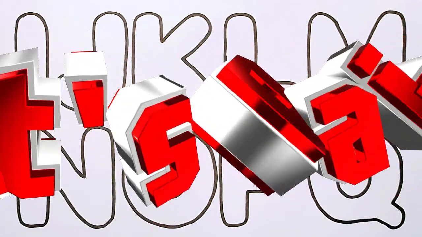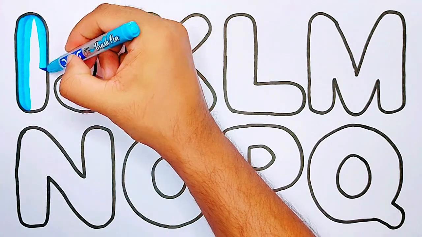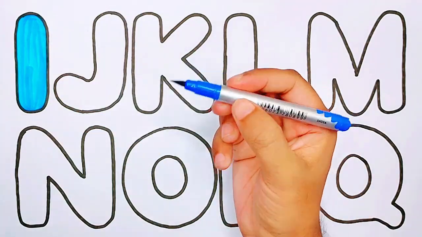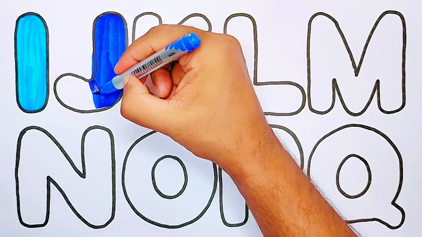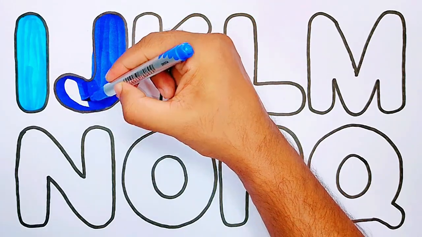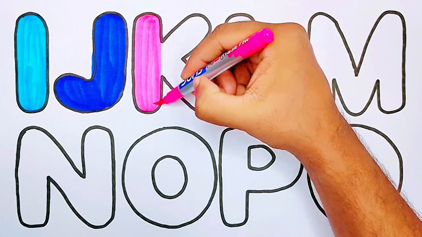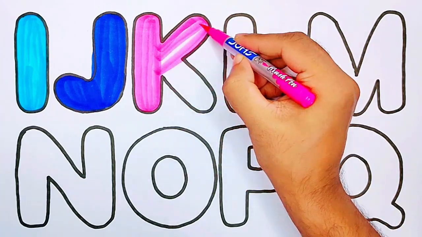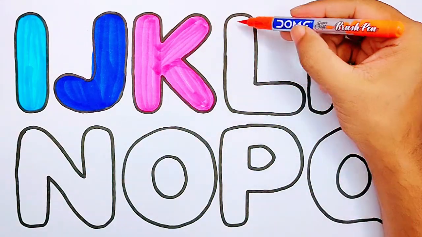Q. Let's paint. Sky blue color. I. Blue color. J. Pink color. K. Orange color.